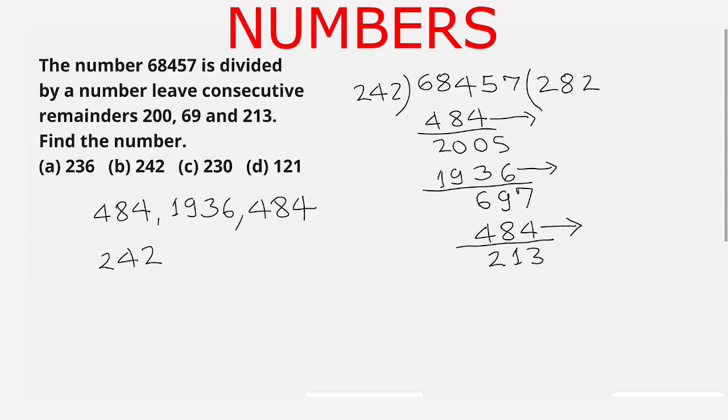and 242 divides 697 for 2 times. 242 multiplied by 2 is 484. And on subtracting 484 from 697, the remainder is 213. So our consecutive remainders are 200, then 69 and 213. And the divisor is 242. And from the given options, our answer is option B, 242.